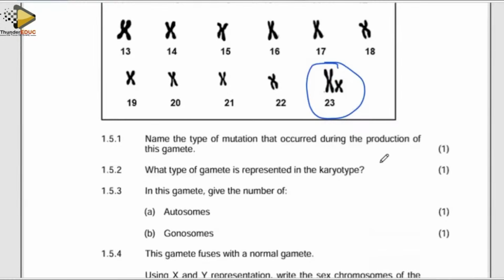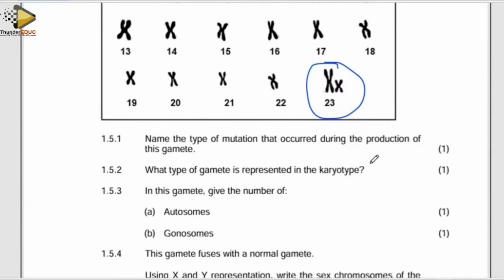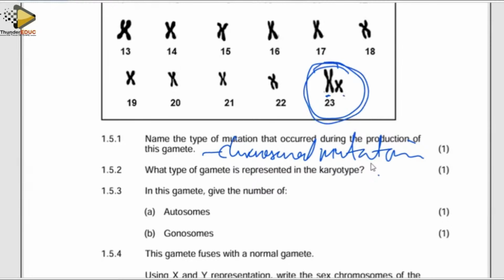Name the type of mutation that occurred during the production of this gamete. It shows that the type of mutation is chromosomal mutation. What type of gamete is represented by the karyotype? Because of X and Y on 23, it means that it's going to be a male.